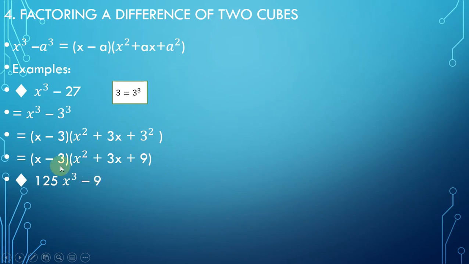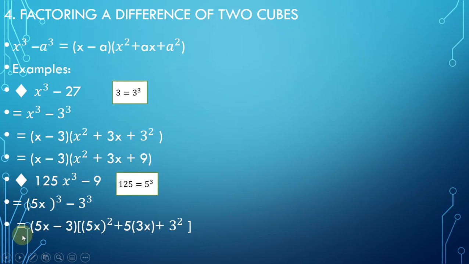Example number 2, 125x cubed minus 27. The cube root of 125 is 5. So this will be our x and our a. So x will be 5x. Our a is 3. So 5x minus 3 times our x squared, which is 5x squared, following this formula, remember this formula, plus 5x times 3 plus a squared, which is 3 squared.